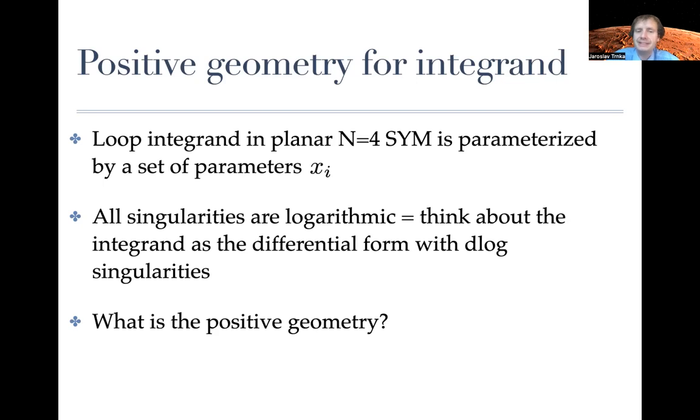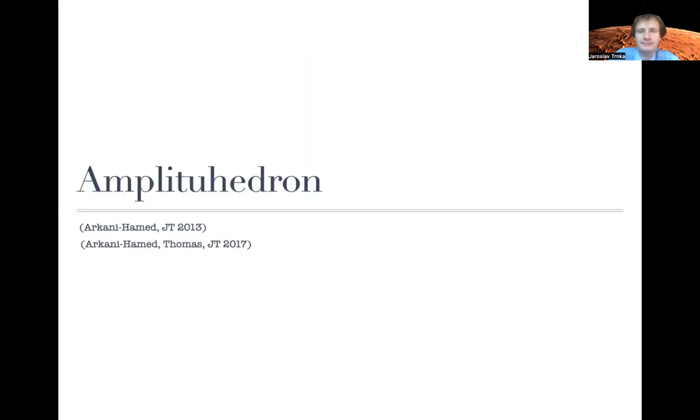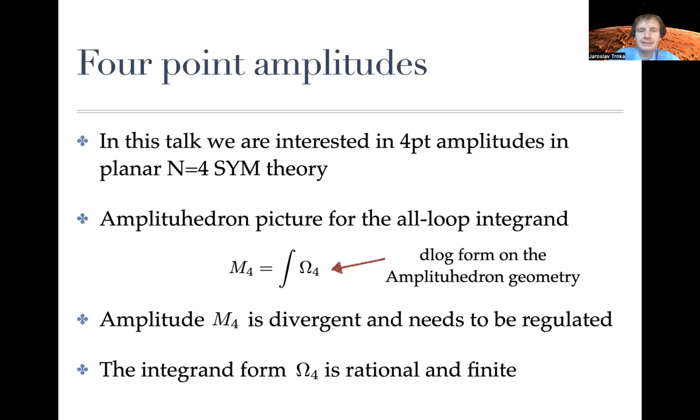Now the question is, can we connect these things together? Is there any positive geometry whose differential form would give us the loop integrand in N=4 super Yang-Mills? The logarithmic singularities are on both sides. For N=4, this is not something you can derive from symmetries; it's a hidden property of the theory, but it is there. That's why we can make a connection to geometry. But the question remains, is there a geometry which realizes the integrand?